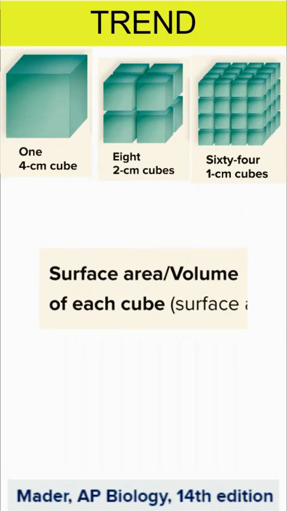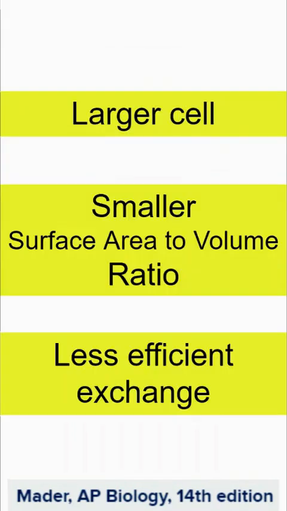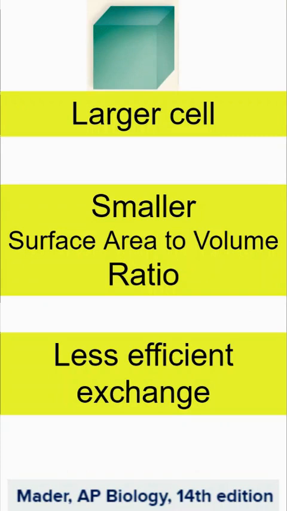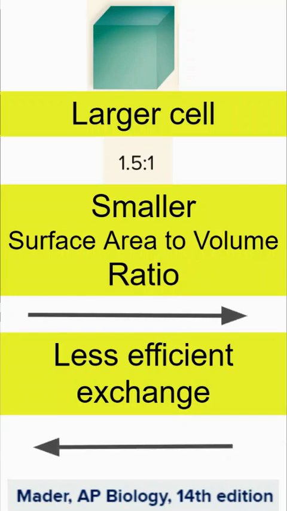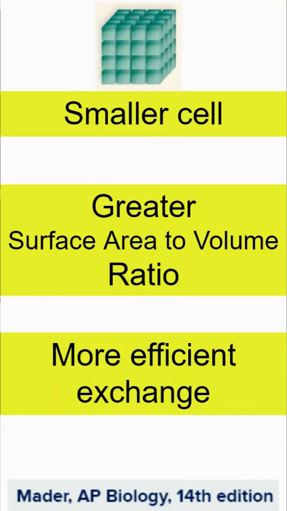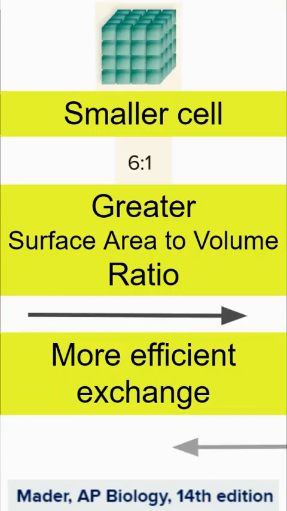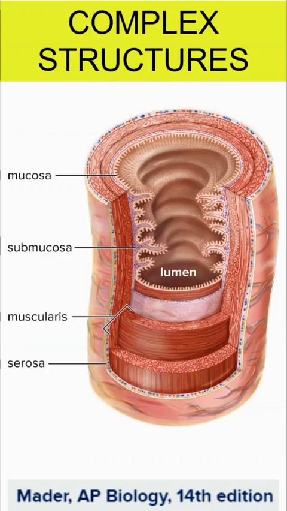So as we see this trend, big cubes have small surface area to volume. As we get smaller, we increase the surface area to volume ratio. So a large cell will have a smaller surface area to volume ratio, and it will be less efficient at exchanging nutrients and waste. Smaller cell, greater surface area to volume ratio, and much more efficient exchange.